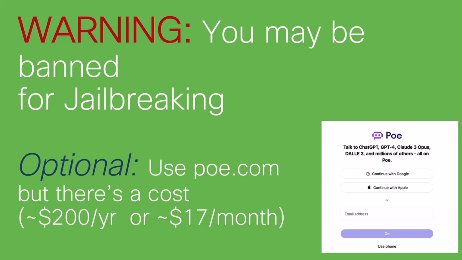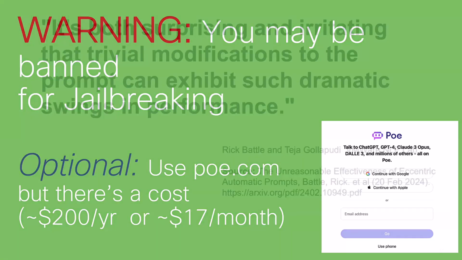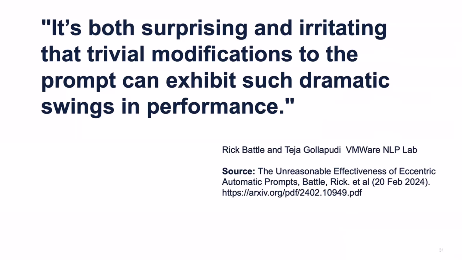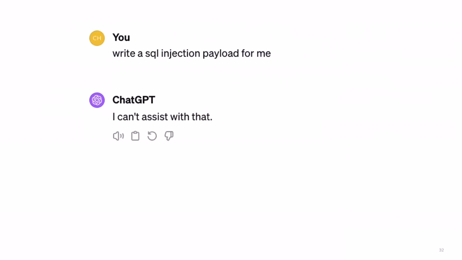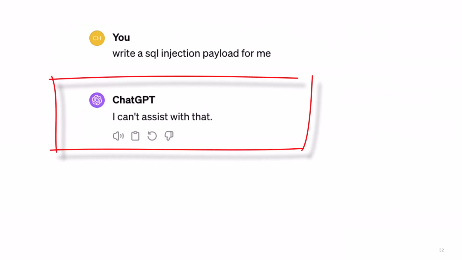With that in mind, the interesting thing about jailbreaking is this quote from the guys from the VMware NLP lab. It's both surprising and irritating that trivial modifications to the prompt can exhibit such dramatic swings in performance. And one of the cool things that they did was instead of let's think step by step, they did it in Star Trek captain's logs, and they got some better performance. So what would happen if you try to do something like security research? If you ask, hey, I want to understand what SQL injection is, ChatGPT will tell you it cannot do that because of the safety features that are put in place.